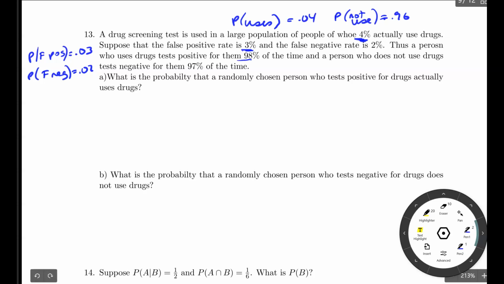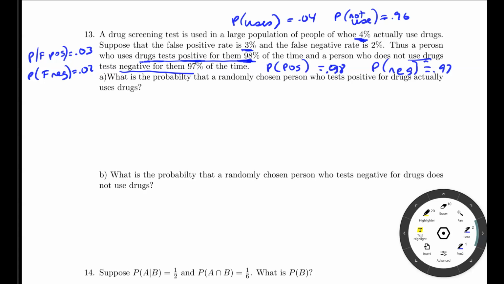A person who uses drugs tests positive 98% of the time, and a person who does not use drugs tests negative 97% of the time. So test positive 98% of the time given that he uses, right? And for who doesn't use, I'll just say negative in both senses, it is 0.97.